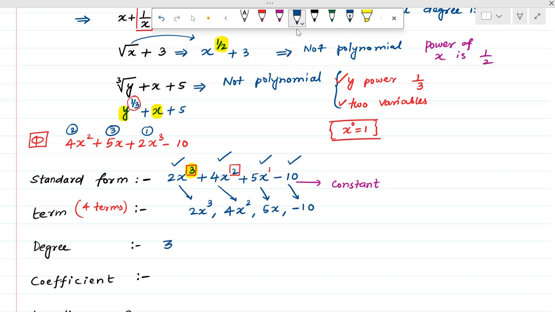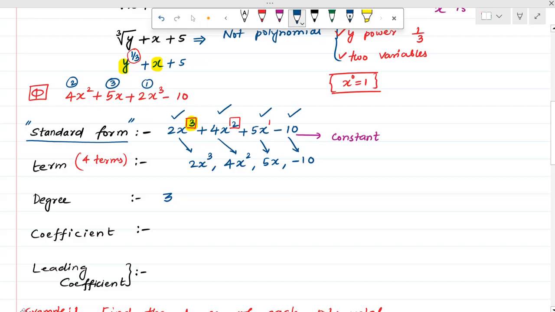So always check whether the polynomial is in standard form. Then only it is easy to find the degree, the highest power. Now here it is asking for the coefficient. What do you mean by coefficient? The coefficient means you have to take the number of x. This is 2. The coefficient of x power 2 is 4. What is the coefficient of x? Which is 5. And here it is minus 10, which is a constant.